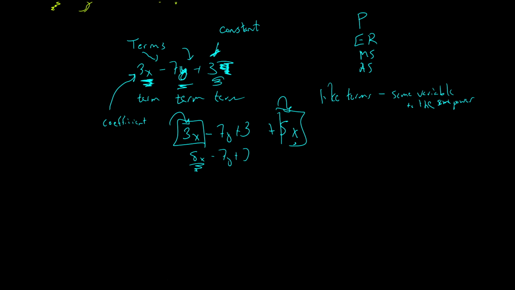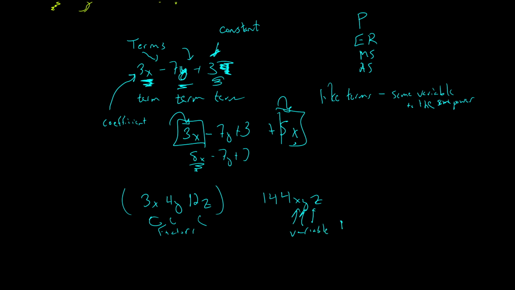We can also take a term and factor it. And so I could have 3x times 4y and 12z. And these are all factors. After I put the numbers together, I get 144xyz, and these are variable factors.